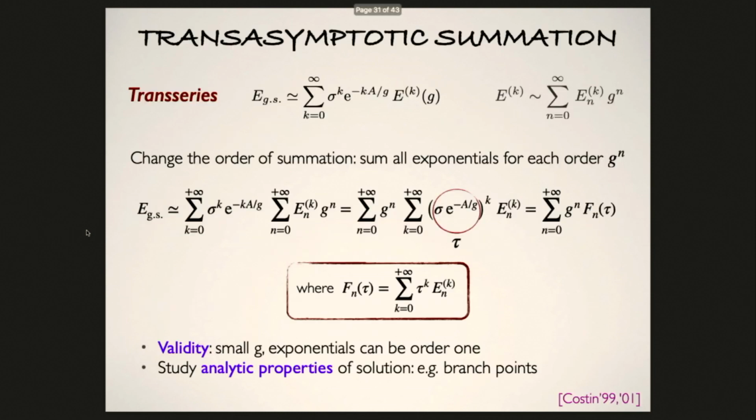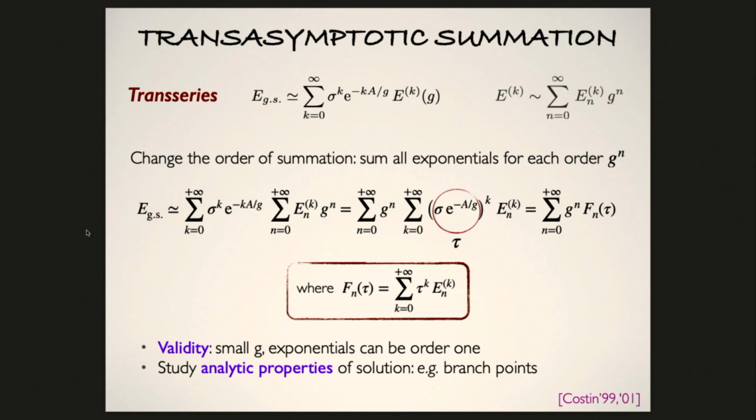So, one last thing that I wanted to mention is transasymptotic summation. I'm going to go very quickly. It looks like a horrible formula, but the idea is that I'm here summing over all the exponentials, and inside these, I'm summing over all powers of g. But I could change the order of summation and say, for each power of g, I want to sum all the exponentials.